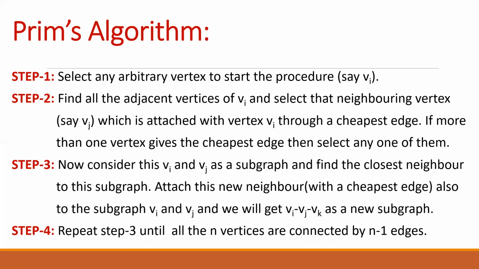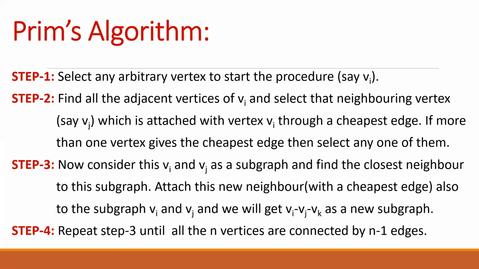Now the next step: when Vi and Vj are added, we consider Vi and Vj as a subgraph, as a single unit, and we find the neighboring nodes of this whole subgraph Vi Vj. For this purpose, we find all the neighboring vertices of Vj and all the neighboring vertices of Vi, then take the union of those vertices, and that union gives all the neighboring vertices of this subgraph Vi Vj.